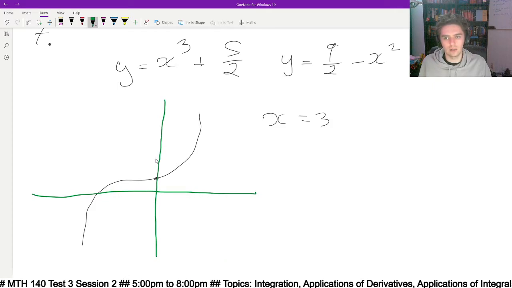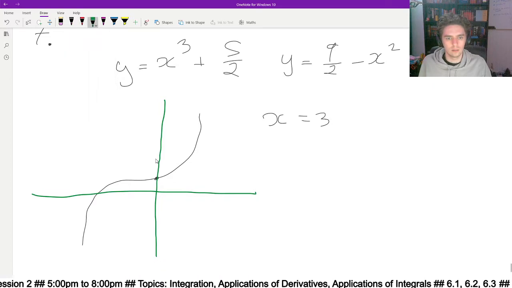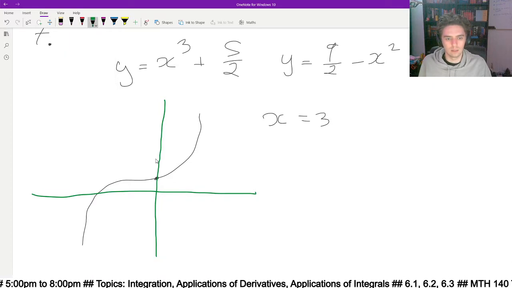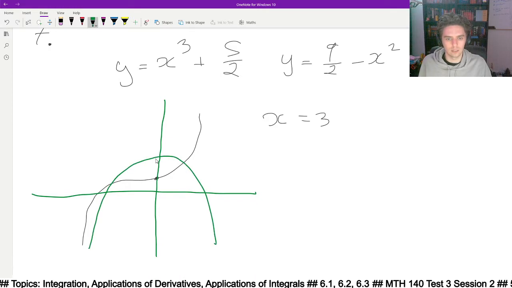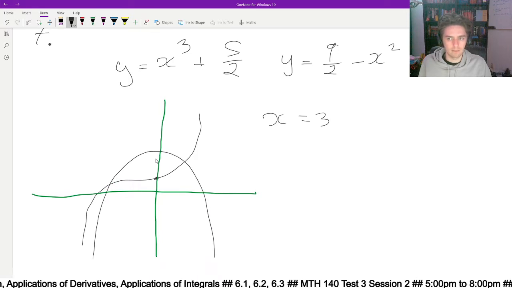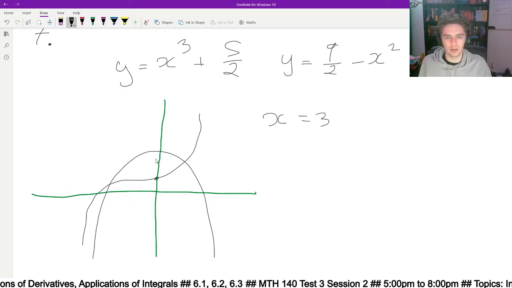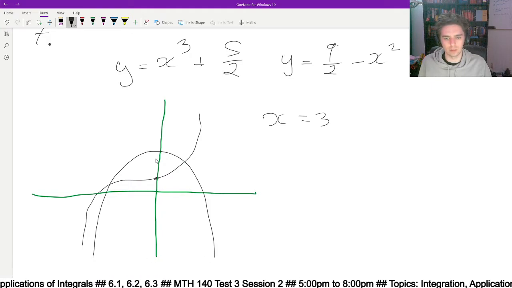Negative x squared plus 9 over 2 would be kind of like that, I guess. Should be a different color actually though. Be like that. And x equals 2. Now I have to find where these intersect and let's see if x equals 2 is past or behind that.